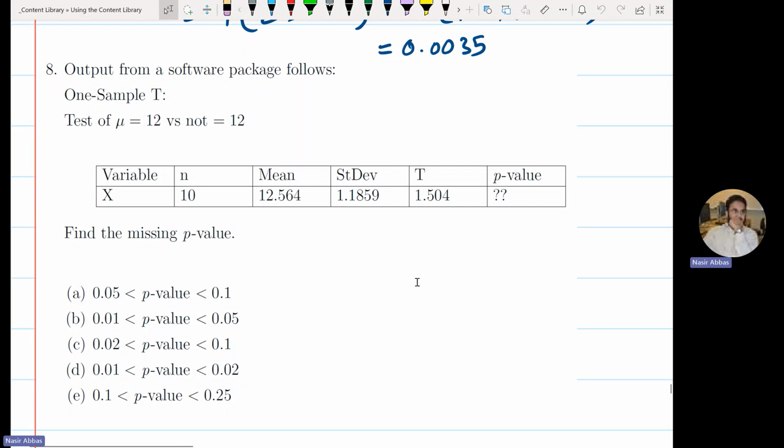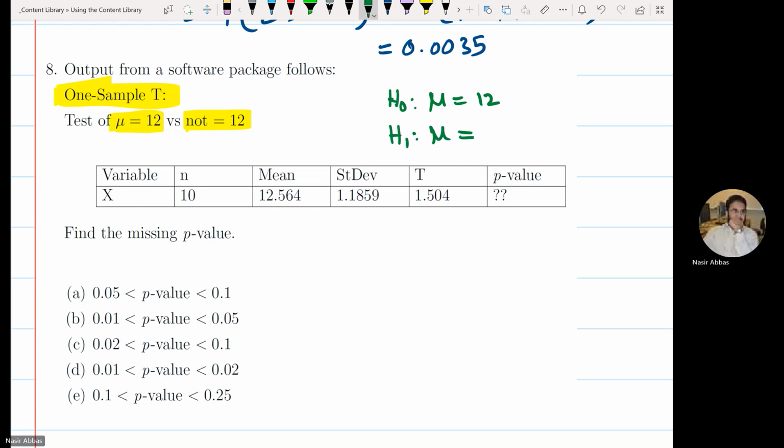In this question, one of the indications that is given to you is that they are applying a one sample t-test. One sample t-test is applied when sigma is unknown. They are testing mu equals 12 against mu not equal to 12. So here is H naught, mu equals 12, against H1, mu not equals 12. And they are asking you to find the missing value.